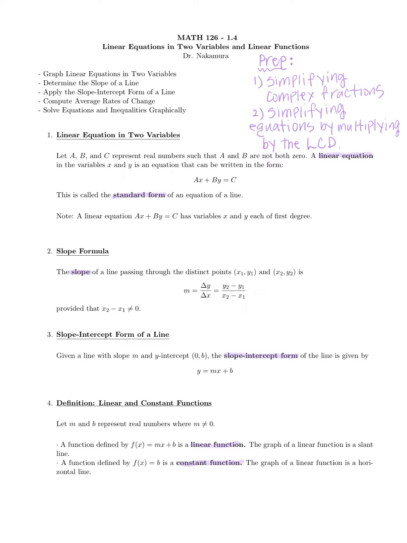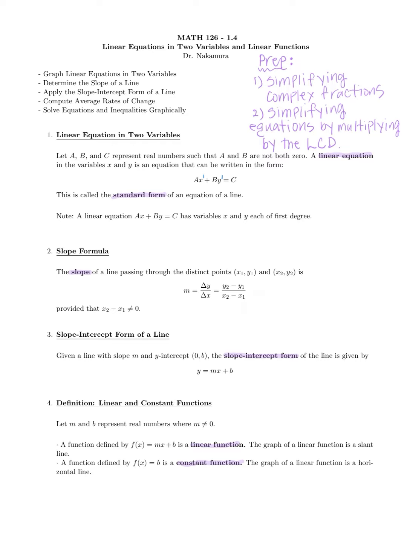Now, what makes it linear is this. Remember, A, B, C are some numerical values. What makes it linear is that the exponent on the variables is always going to be 1. So if you have something like ax squared plus by equals c, that is no longer a linear equation. And that's what I have written here. Note, a linear equation ax plus by equals c has variables x and y, each of first degree.